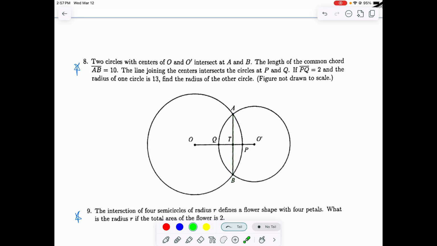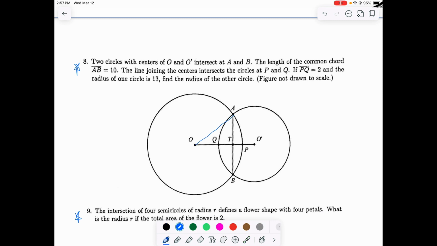Okay, the line joining the centers intersects the circles at P and Q. So the line joining the centers, these two, intersects at P and Q. If PQ is 2 and the radius of one circle is 13, find the radius of the other circle. So let's go ahead and do this.